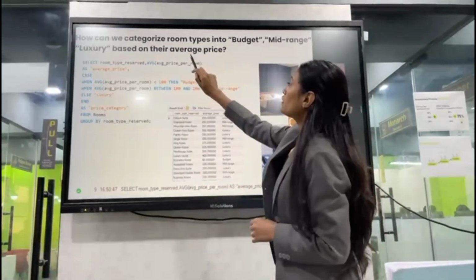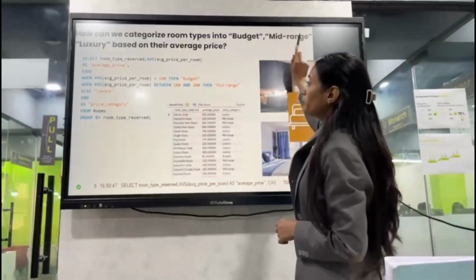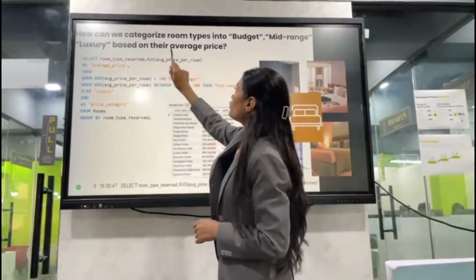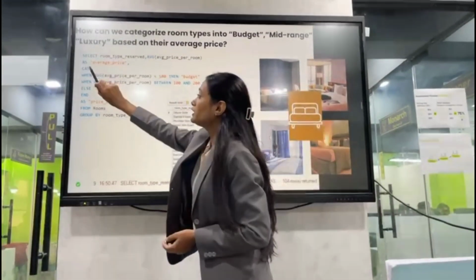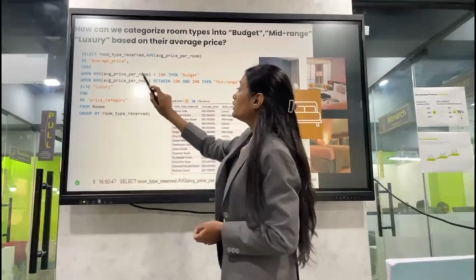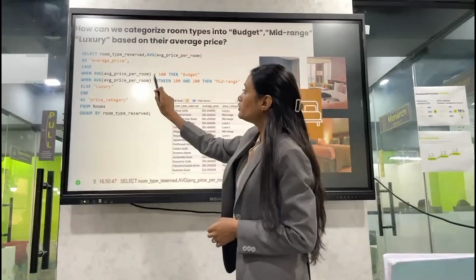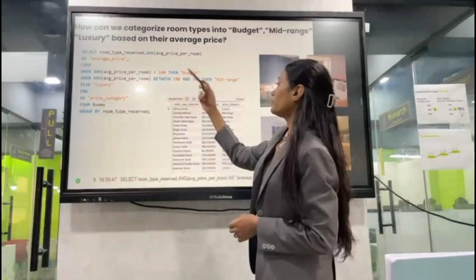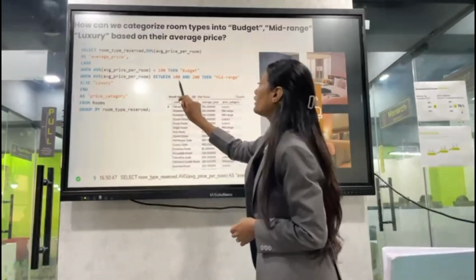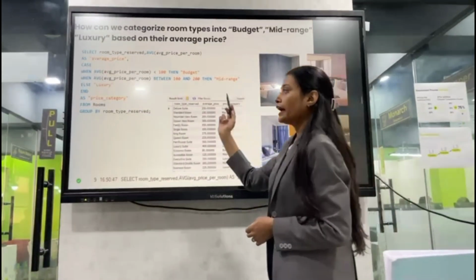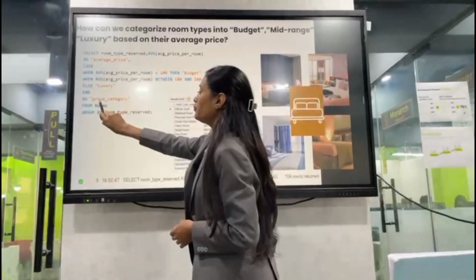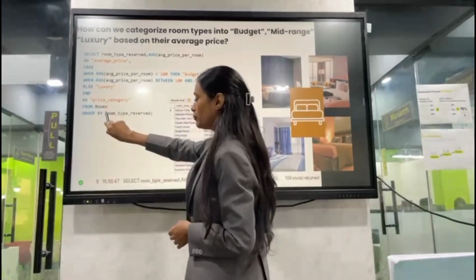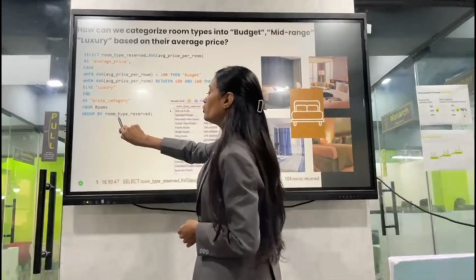How can we categorize room type into budget, mid-range and luxury based on their average price? Here I have used the case operator, where if the average price per room is less than 100, then budget. If it is between 100 and 200, then mid-range, else luxury. This part is given a temporary name, price category, from the room table, and they are grouped by room type reserved.